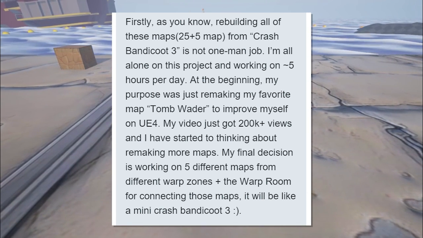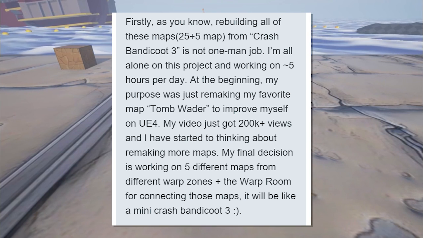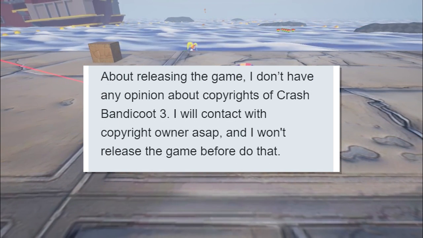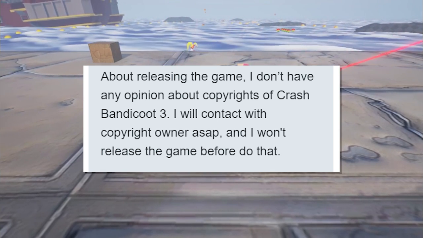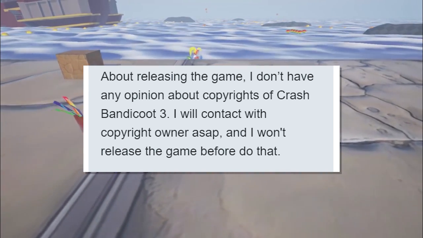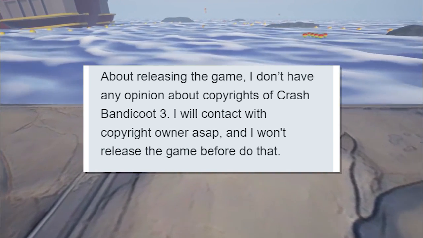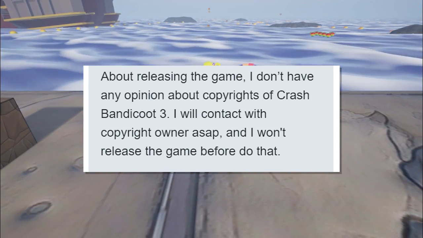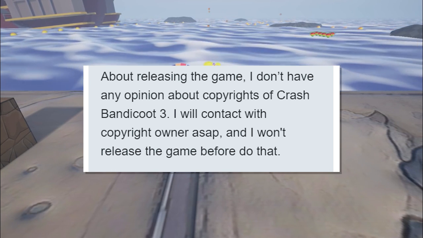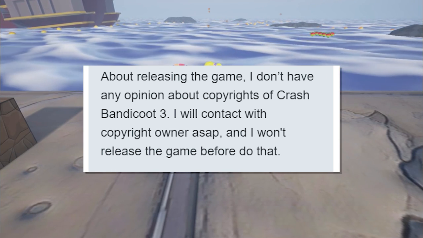Now, he also talked about releasing this project as well. He said, about releasing the game, I don't have any opinion about copyrights of Crash Bandicoot 3. I will contact the copyright owner as soon as possible, and I will not release the game before doing that. I do believe that Anisotropic is from a different country, so his English isn't completely on point, but you can definitely see what he's getting at.